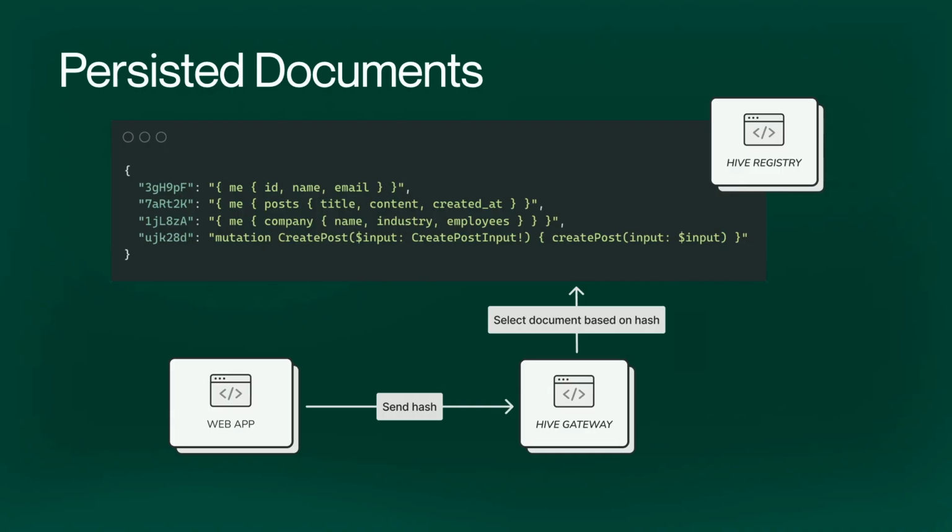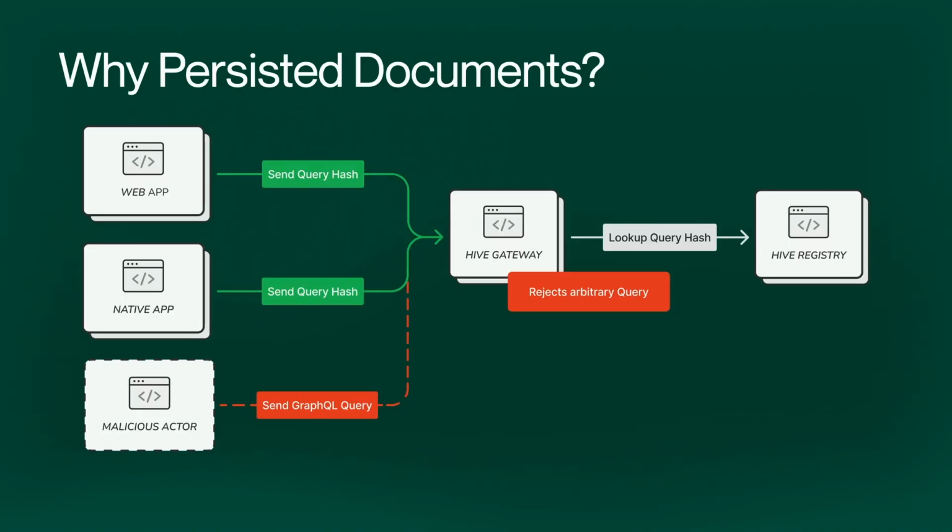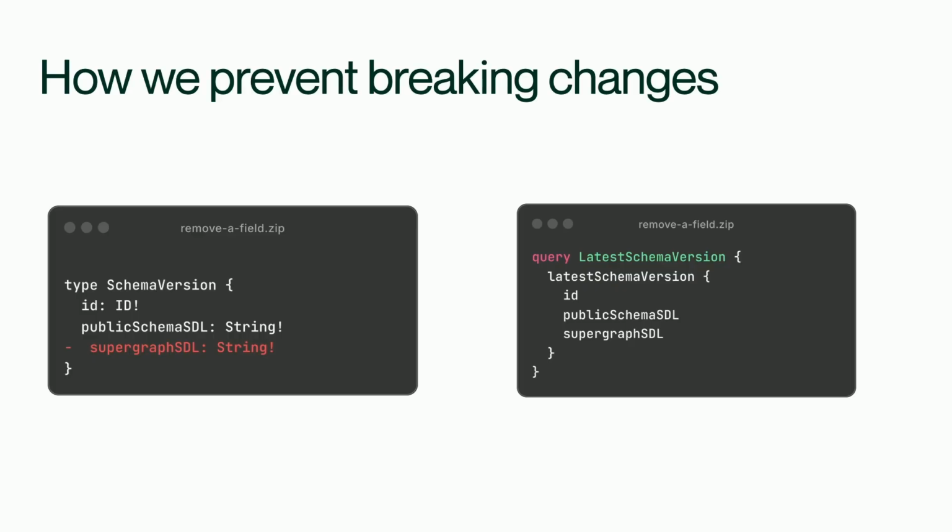So why do we want to use persistent documents? Well, the reason is that in GraphQL, everyone can execute any GraphQL operations, even a malicious actor, and just by reducing the amount of operations that can be executed, we disallow other people from abusing the fact that we have a GraphQL API. Okay, last thing is, how do we prevent breaking changes?